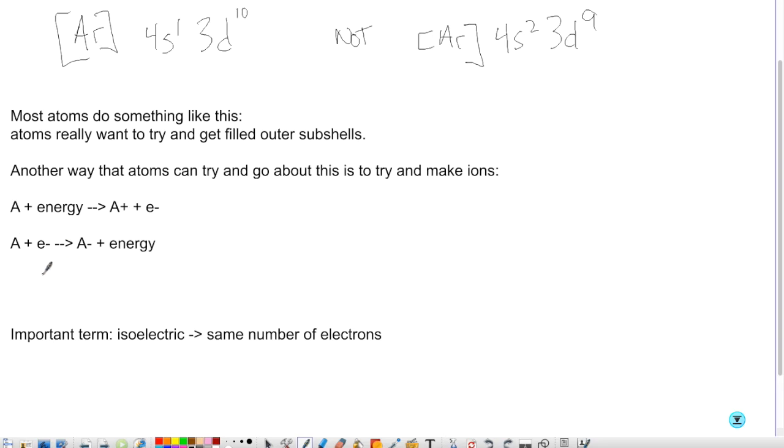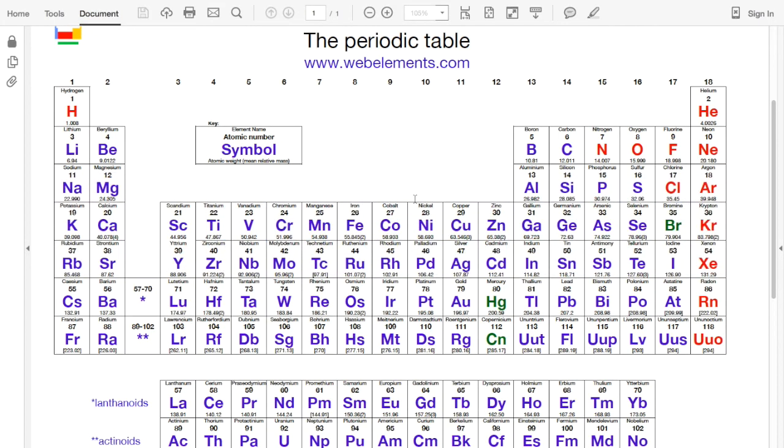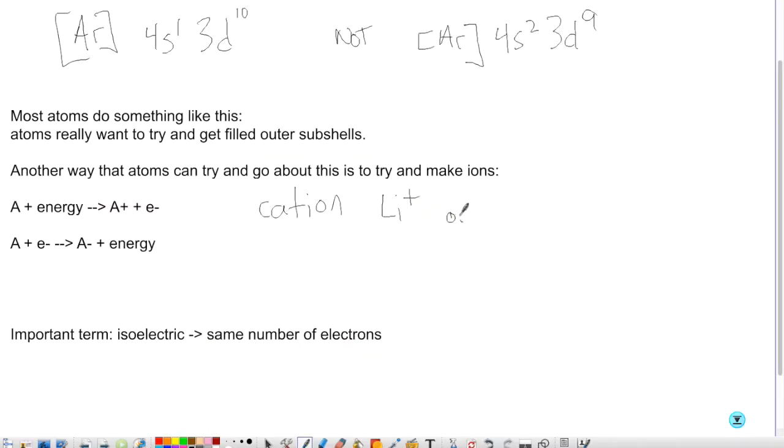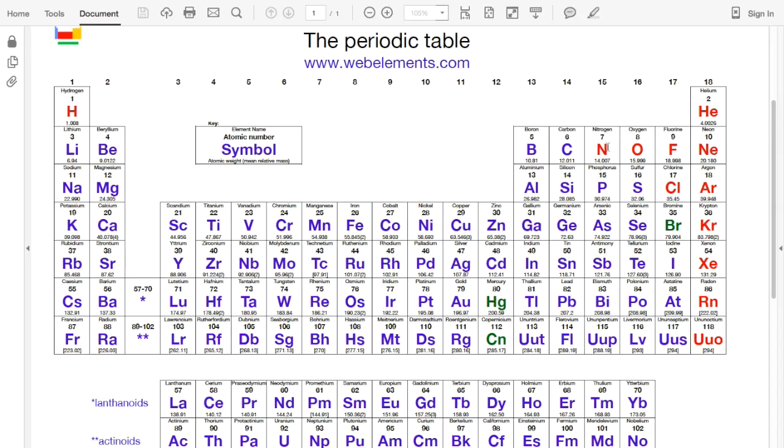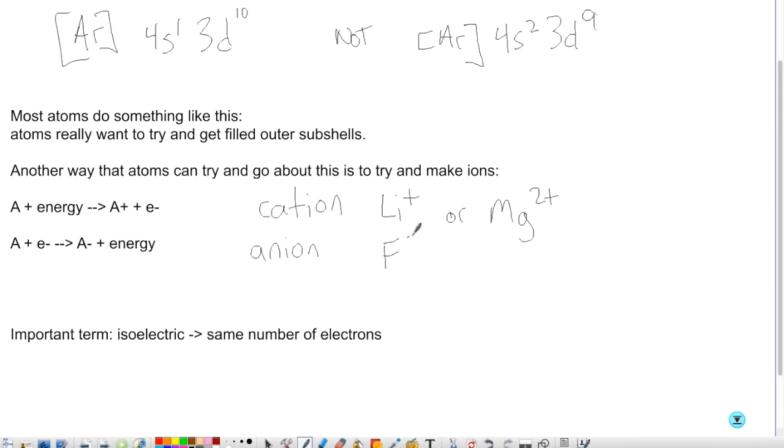or add an electron. And so when we form a positively charged ion, this is called a cation. An example of this would be something like Li+ or Mg2+. Okay, and here this is an anion, and an example of this would be like F- or N3-.